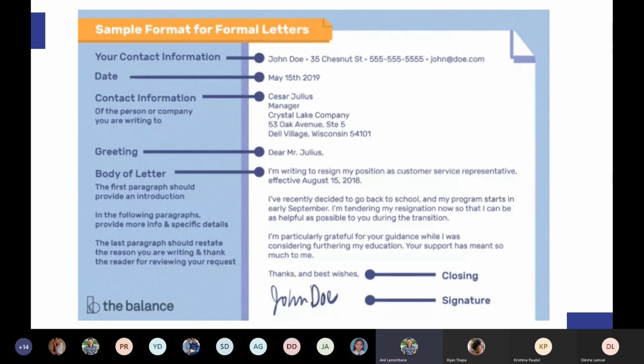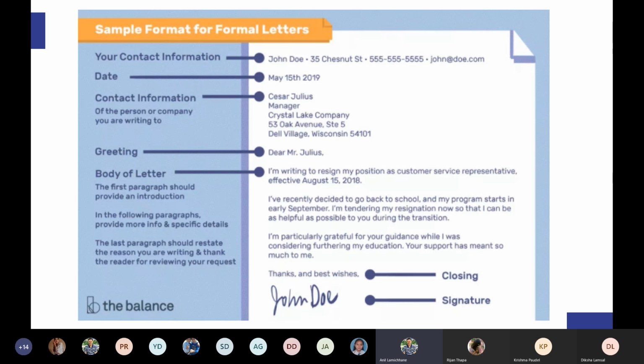And if there is any post, then with the name also, Caesar Julius, manager, Crystal Lake Company, like this, the post, name of company, address, everything is there. So this letter will be posted to this address, so this will be delivered. And then only the greeting, dear Mr. Julius, like this. Already manager is said there, and the name is already stated there.